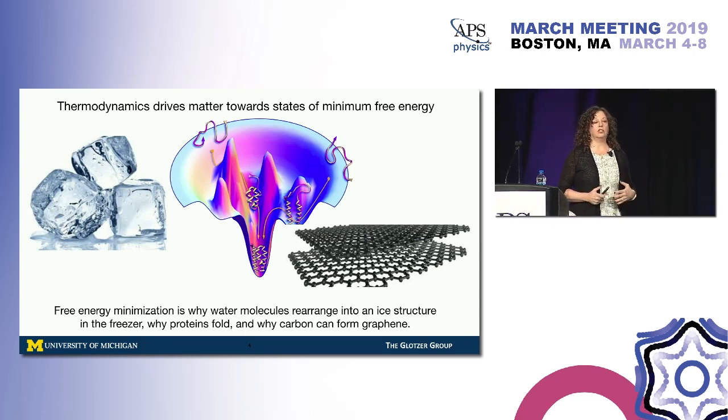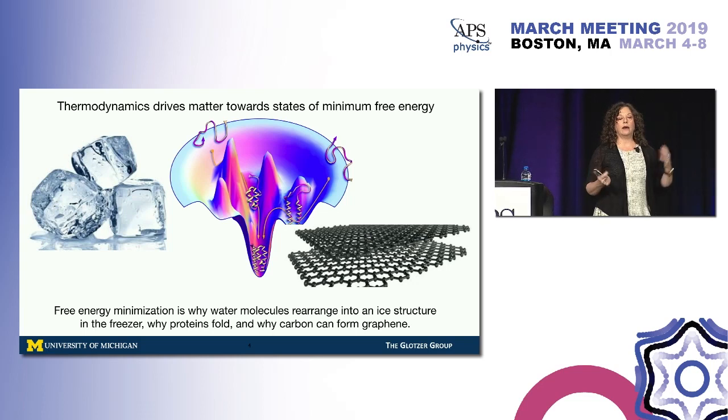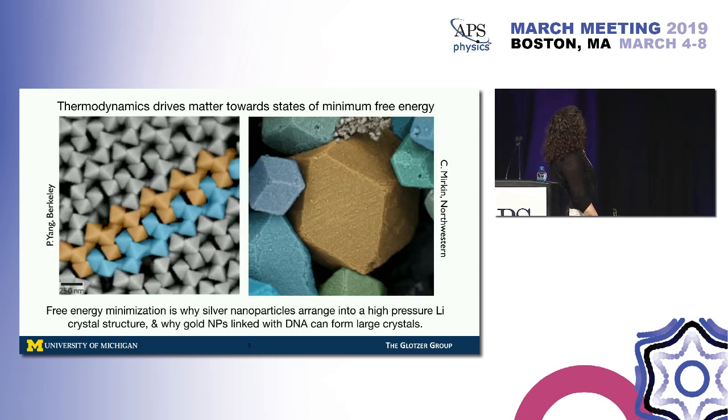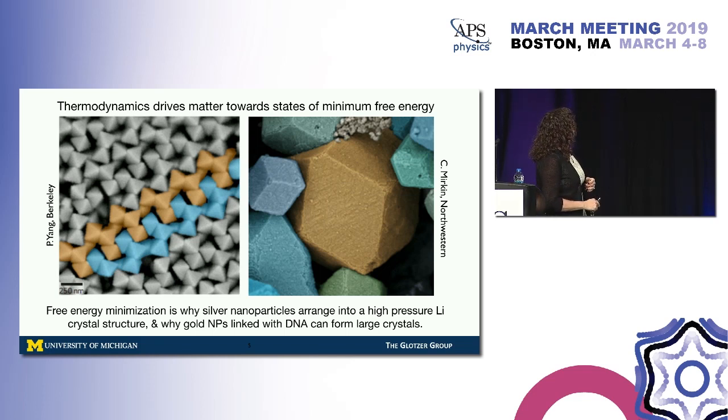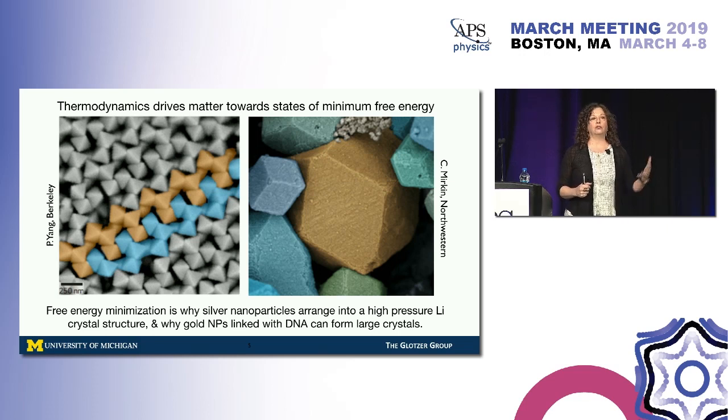So free energy minimization is why water molecules arrange into an ice structure in the freezer. It's why proteins fold. It's why carbon can form graphene or any one of its other structures that we saw earlier today. Thermodynamic free energy minimization is also why the silver nanoparticles that are shown here on the left can self-assemble in solution into a complex crystal structure where the particles are acting like the atoms, and they are forming a structure that is isostructural to a high pressure form of lithium.